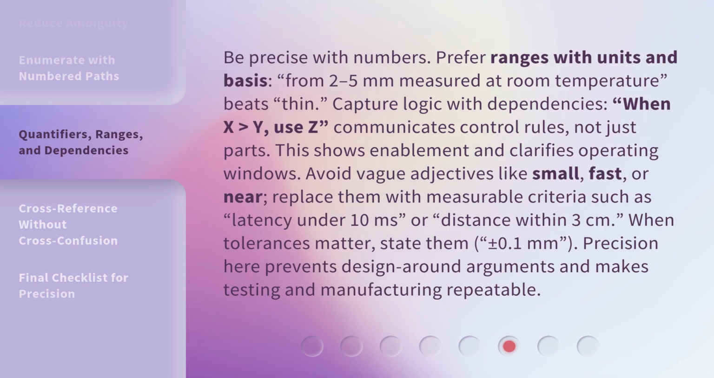Avoid vague adjectives like small, fast, or near. Replace them with measurable criteria such as latency under 10 milliseconds or distance within 3 centimeters. When tolerances matter, state them, plus or minus 0.1 millimeters. Precision here prevents design around arguments and makes testing and manufacturing repeatable.